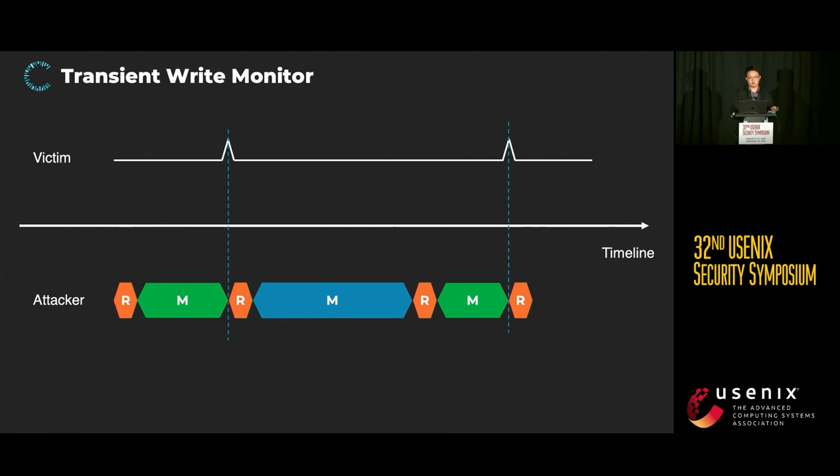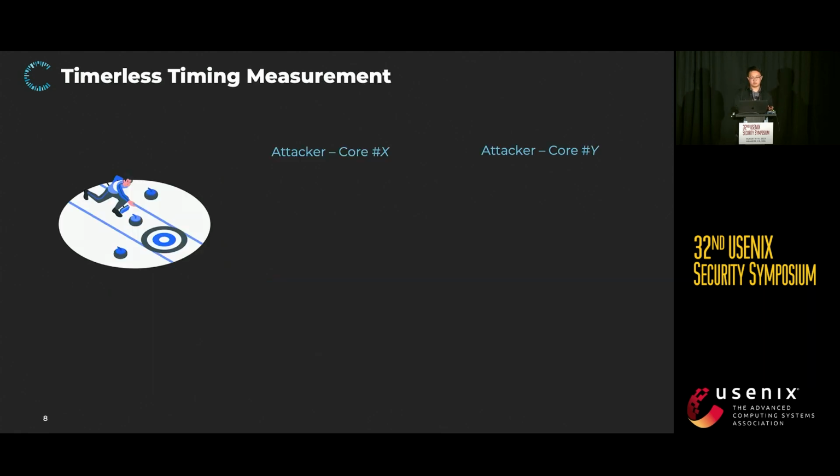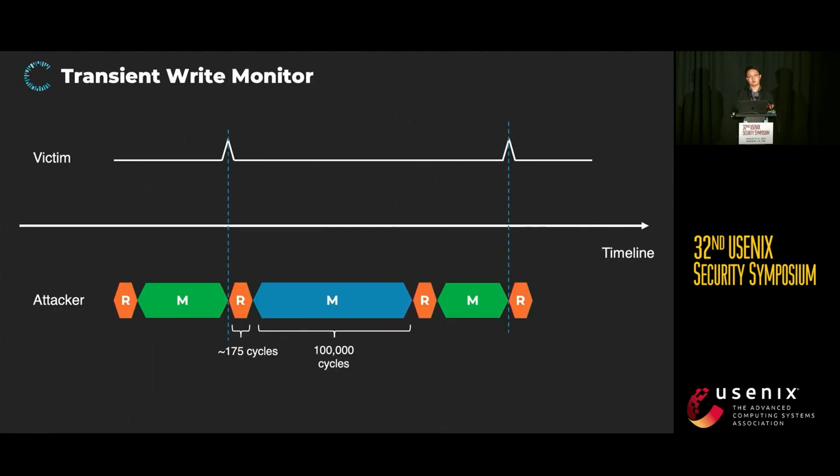So compared to conventional side channels, the blind spot rate of our primitive is very small. For example, the remonitor phase on our tested machine is around 175 cycles with a monitoring phase of 100,000 cycles, so the blind spot rate is less than 0.2% for each iteration.